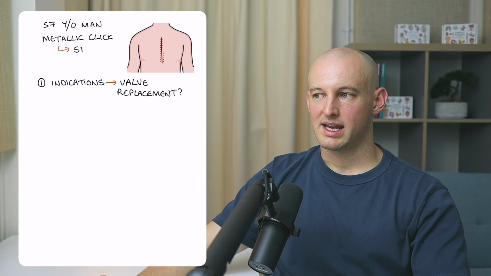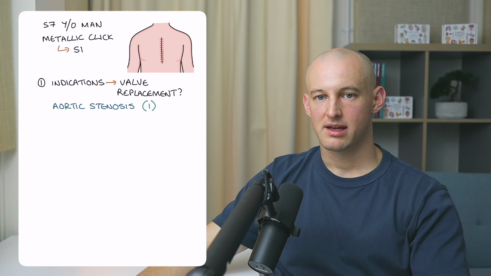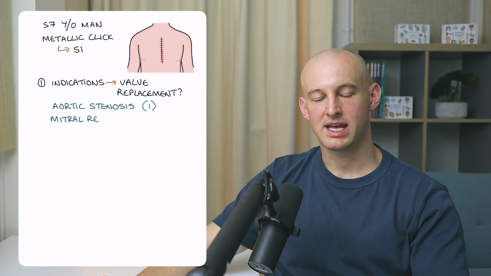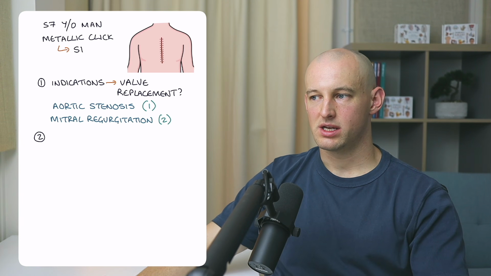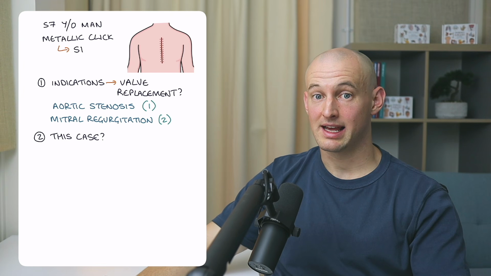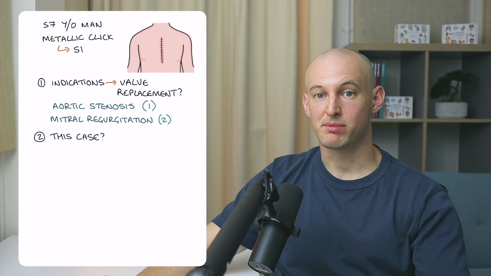The two most common indications are aortic stenosis, which is the most common, and mitral regurgitation, which is the second most common. Question 2. In this case, where the metallic click is replacing S1, what is the valve replacement here?